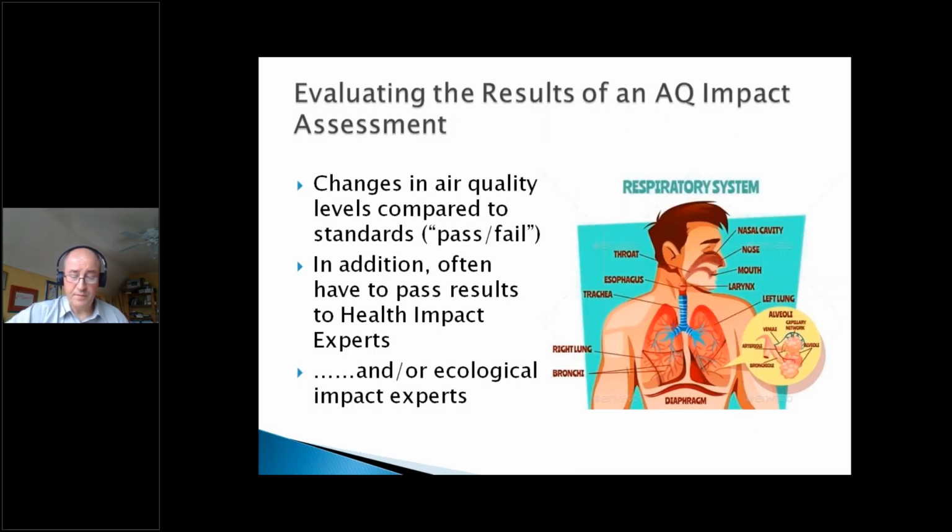Finally, the guide ends on a brief note about evaluating the results of an air quality impact assessment. In many cases, changes in air quality levels are compared to standards as a simple pass or fail test. The resultant air quality levels are lower than the standards, which would be simply thought of as a pass, or they're above the standards, which means a fail, and something else needs to be done before being passed on to the regulators. In addition, the results often have to be passed on to health impact experts, especially in the case of certain pollutants that have no lower limits of effect, for example, PM2.5. Similarly, results may be forwarded to ecological impact experts for a similar type of analysis.